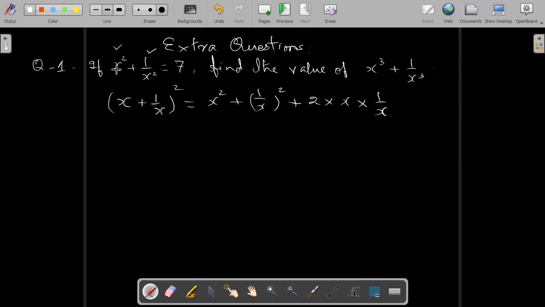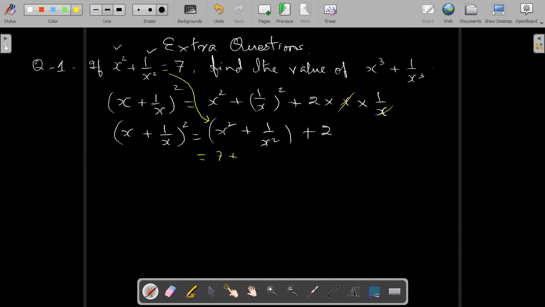Because we can get the term x square plus 1 by x square, which is equal to 7. And plus 2, and the two x will cancel, and we get 2 only. You know this value, so we can put this value as 7. So 7 plus 2, that is 9. So that is equal to 9.